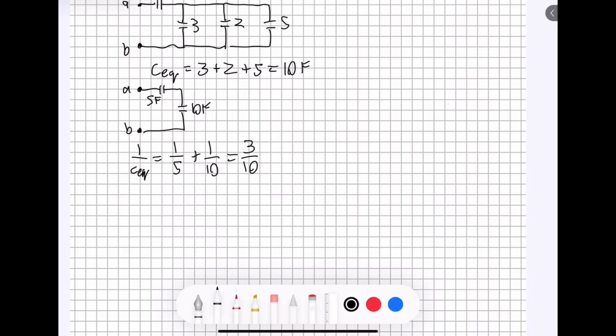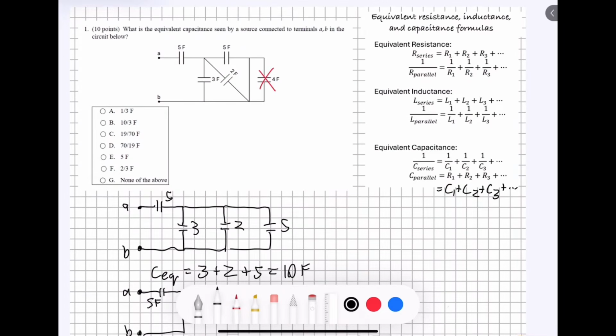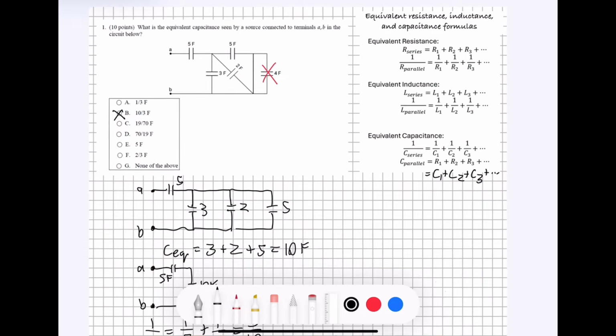But remember, we still have to flip this fraction because our equivalent capacitance is on the bottom of the fraction on the other side of the equal sign over here. So if we flip this so that the equivalent capacitance is on the top, we're going to have 10 over 3 farads is our final equivalent capacitance for this problem. Headed back up to the top, we can see this matches answer B. So answer B is going to be the correct answer for this problem.